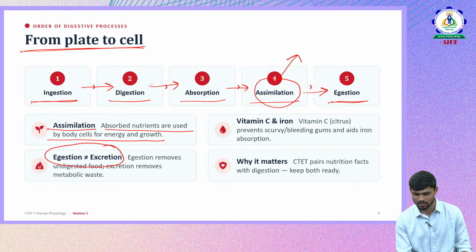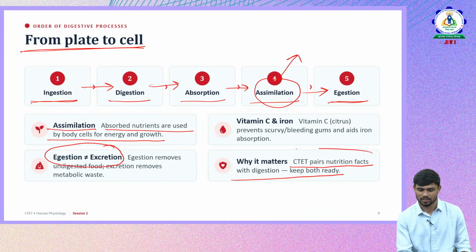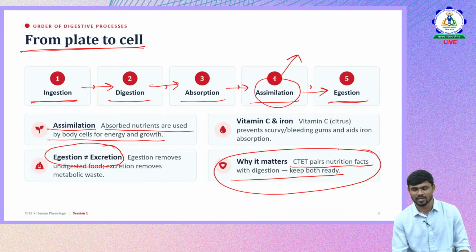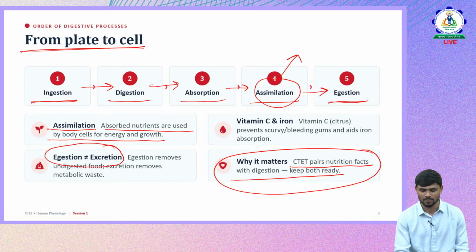Then CTET pairs nutrient facts with digestion. So remember, CTET pairs nutrient facts with digestion. Which one digests what, which nutrient, which enzyme will digest, where it is produced, what it will do, where it is secreted. All these kind of questions will be asked.